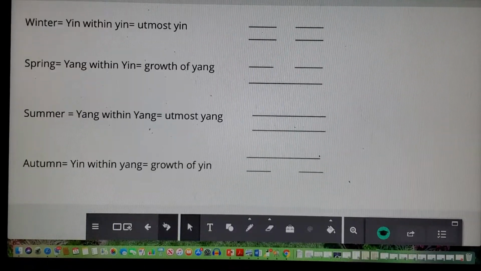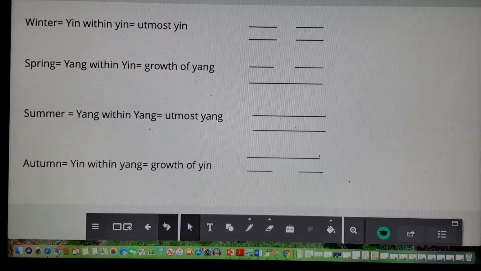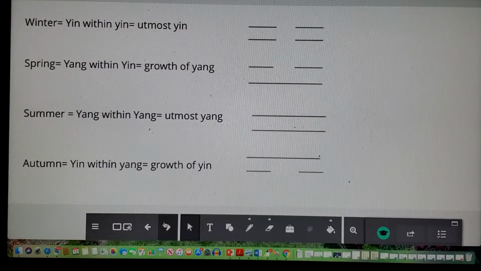So, as you can see here, let's look at yin and yang and its transformations throughout the year. So, let's begin with the winter solstice. At the winter solstice, you have the utmost yin. It's yin within yin, meaning everything. It's like all yin on the planet Earth, or wherever it's winter on the planet Earth.